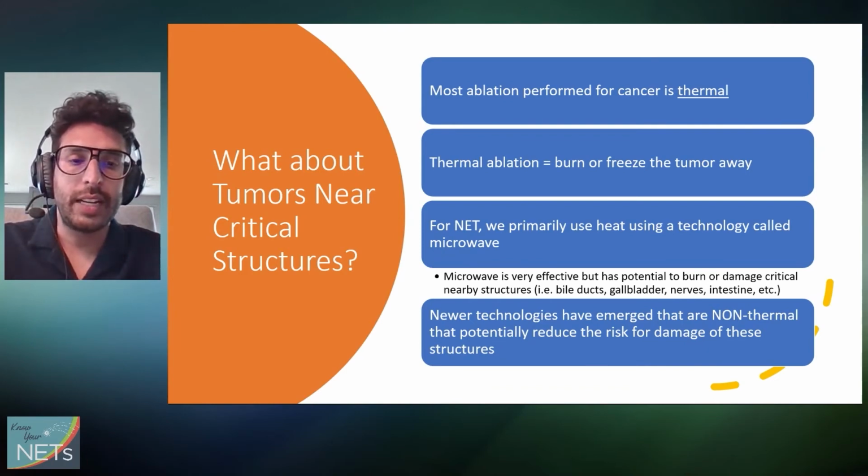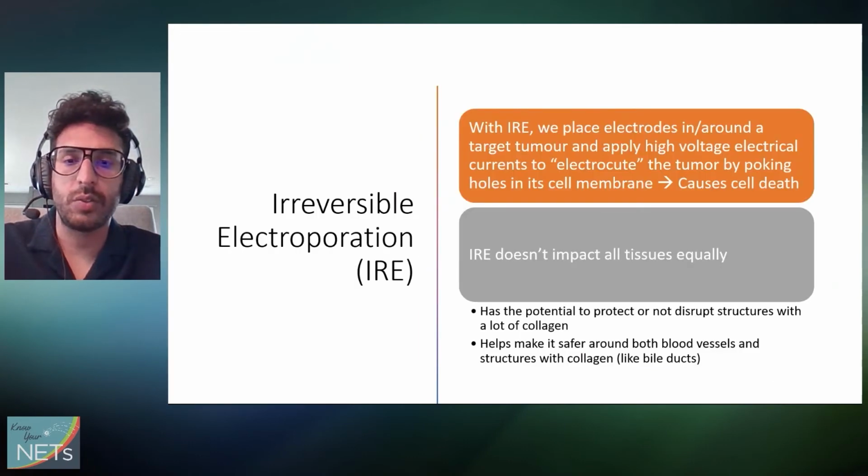Now we have some newer technologies that are non-thermal, so they don't utilize heat or freezing energy, and that really reduces or lessens the risk of damage to these critical structures. One of the main technologies that we're starting to use is something called irreversible electroporation, or IRE. With IRE, we're basically electrocuting the tumor.